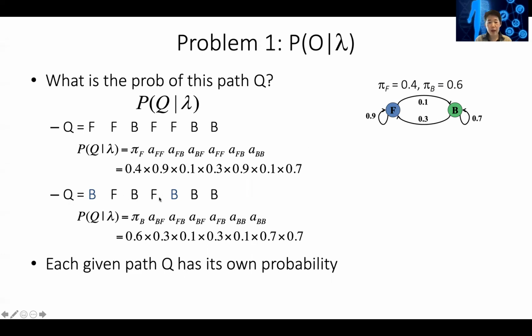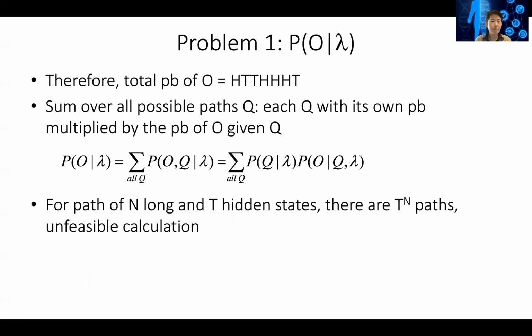If we now look at the second path that we're given, again, we have to start using this bias coin. That's from the initial probability. And then after that, you just check the transition probability from one coin to the next. You can calculate this probability. And so you can see here, it's also fairly easy. Every given path has its own probability of occurring, knowing the hidden Markov model parameters.